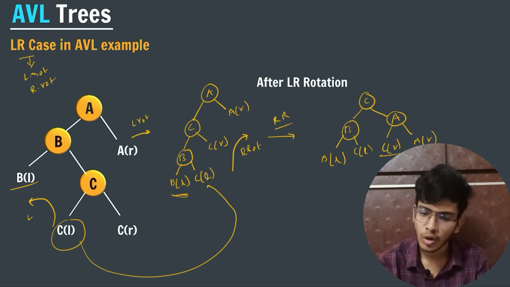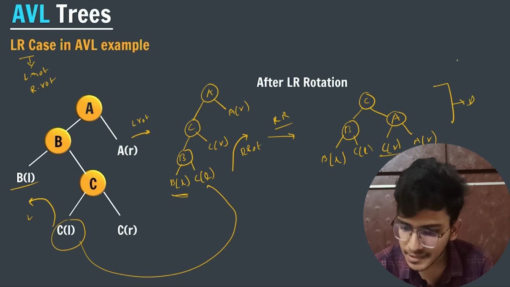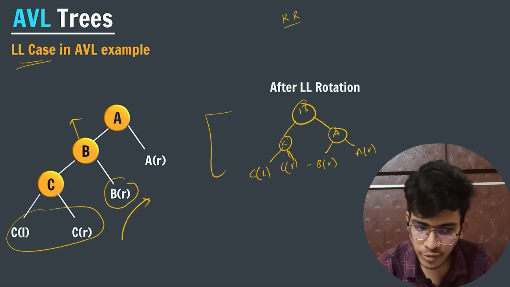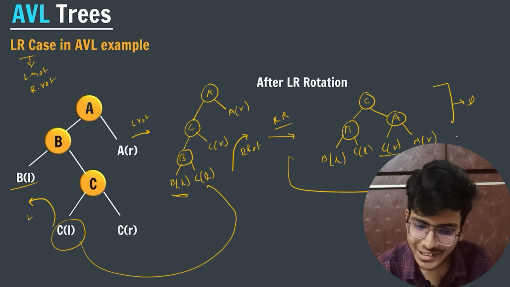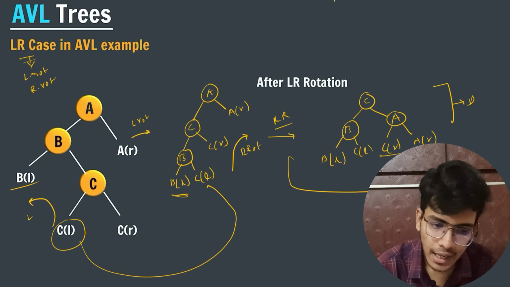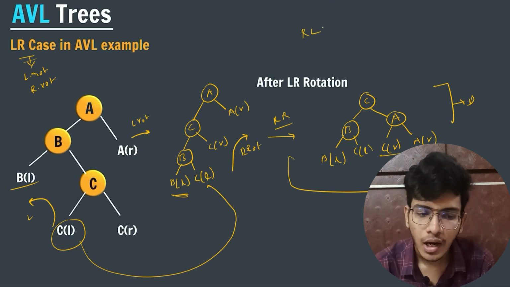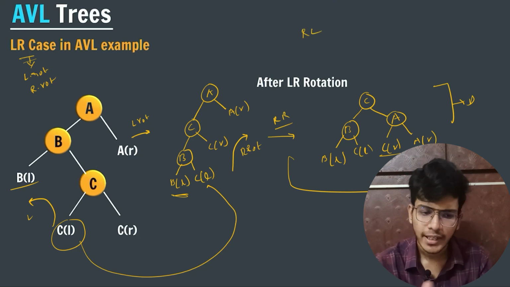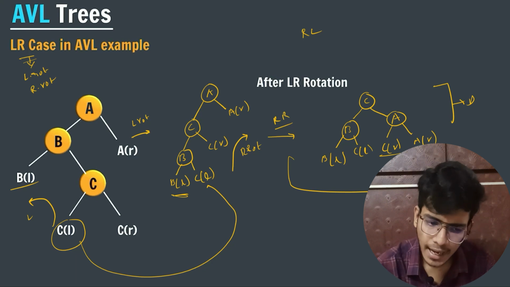So after right rotation, this is what will happen to my tree. This is the structure, and this is a balanced structure. So I have shown you the LL case, which is basically the RR rotation to be specific, and I have shown you the LR rotation. Now you can do RL rotation on your own, right? Take this diagram and try to perform the RL rotation.